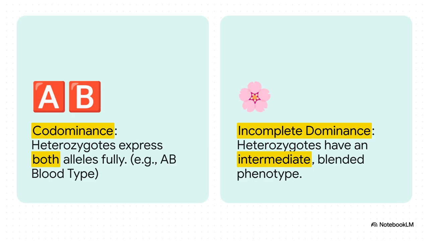But of course, genetics is rarely that simple, right? Here are 2 really important exceptions. In codominance, both alleles show up fully and separately. Think AB blood type. You're not a blend of A and B, you are both A and B. Then you have incomplete dominance, and this is where the traits actually blend together. So a red flower and a white flower make a pink one.